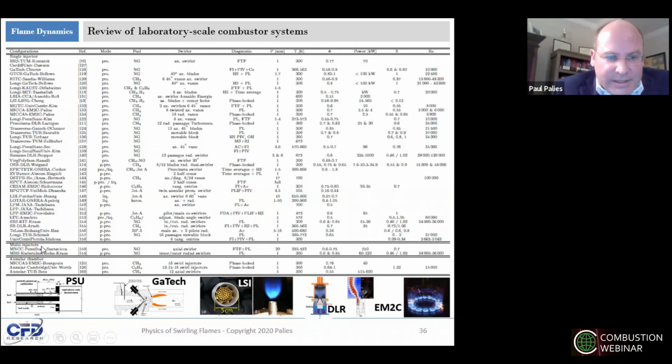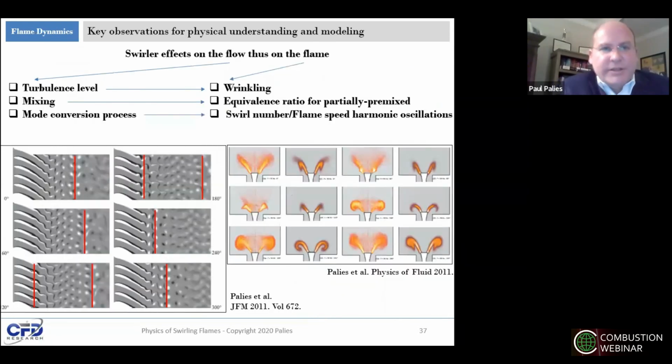More recently, this is the latest line of this table. The emphasis has been on multi-injector, where you do have a set of injectors that are mimicking the annular distribution we've discussed before, or annular chamber, such as from the EM2C. So all these are advancing the state of the art.